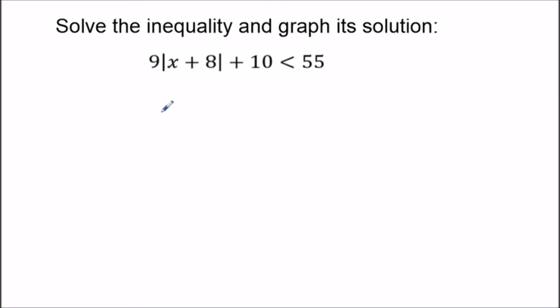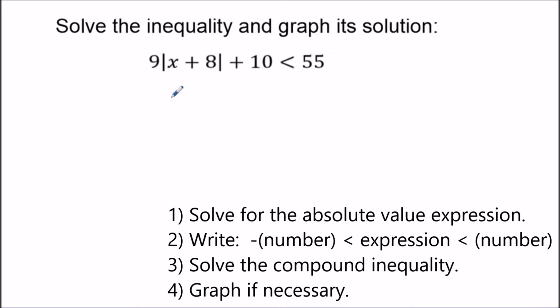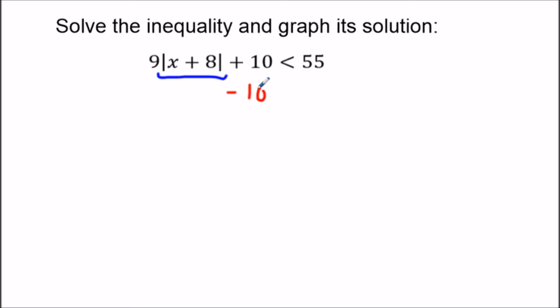In this video, we want to take a look at how to solve an absolute value inequality involving a less than and greater than symbol. So first we'll solve this question, and here are the steps. As we can see, the first thing we want to do is isolate this absolute value x plus 8 term. So we could start by subtracting 10 on both sides.